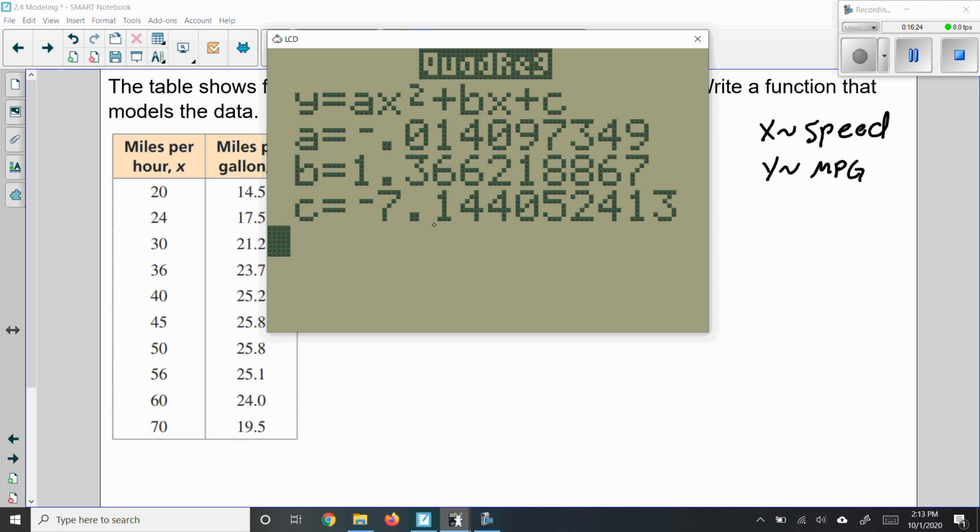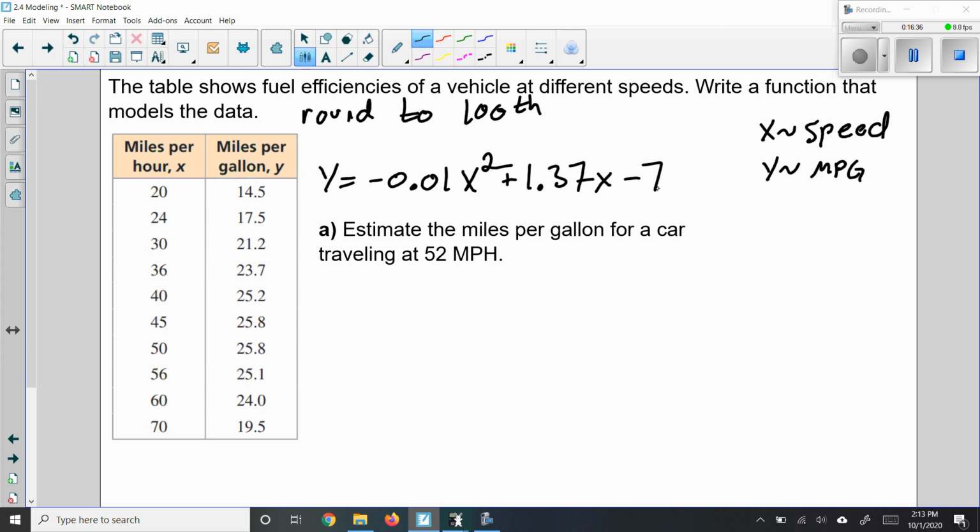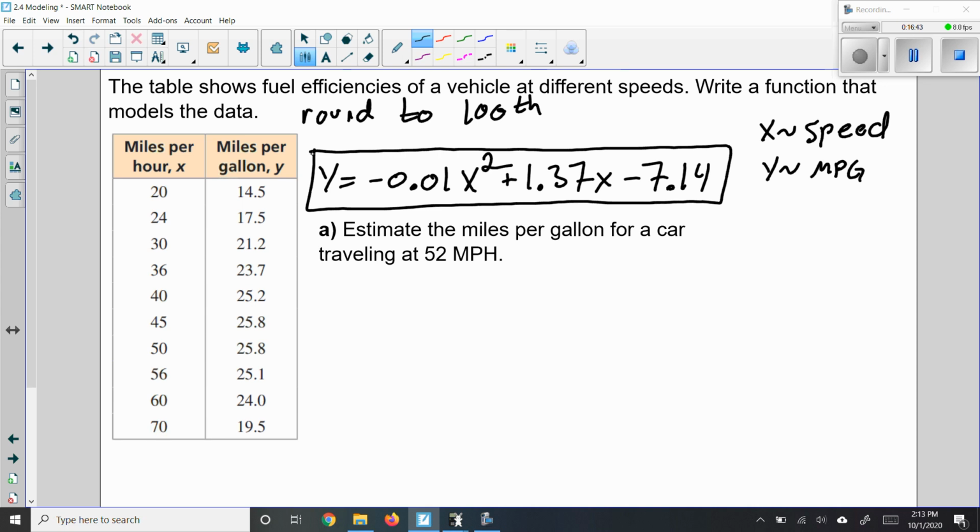And C is negative 7.144. The nearest hundredth is this 4. The number to the right is less than 5, so we'll keep that as a 4. So this is our regression equation.